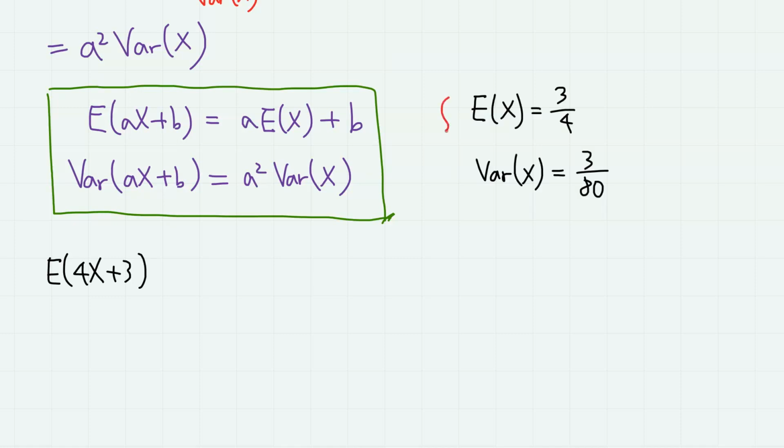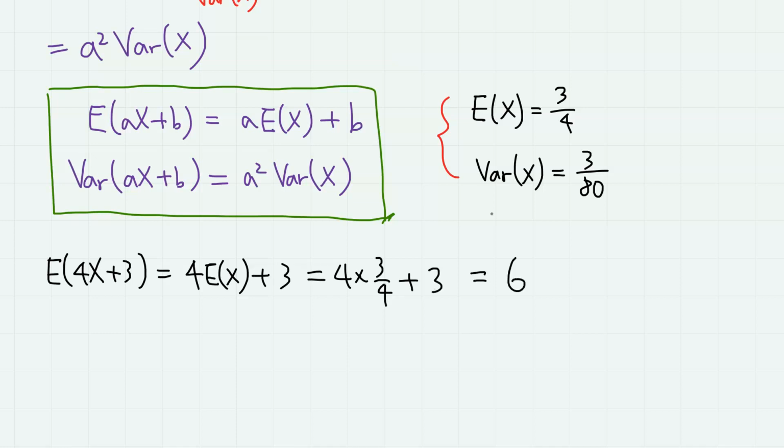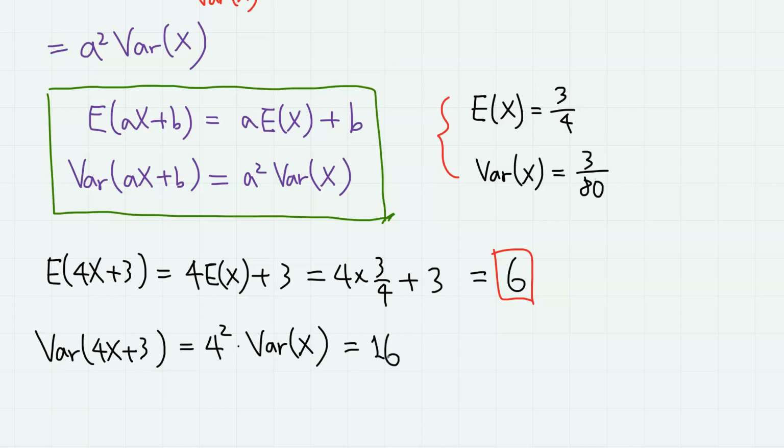4X plus 3. So using these previous results, the expected value of 4X plus 3 is given as 4 times expected value of X plus 3. Therefore 4 times 3 over 4 plus 3. So we have 6. And the variance of 4X plus 3 is 4 squared times variance of X. So 16 times 3 over 80. So 3 over 5. So this was the third problem.